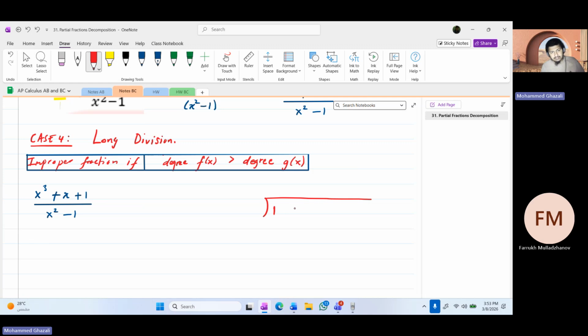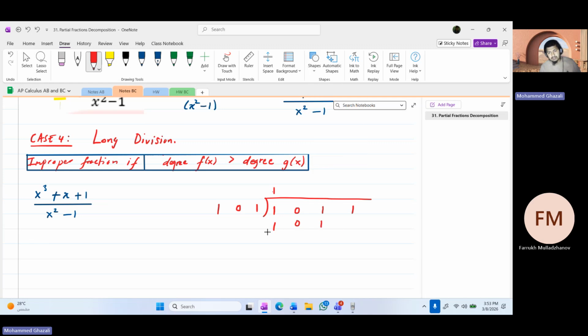You're going to get 1, 0, 1, 1. Okay? And decompose this, the divisor goes outside. It's going to be 1, 0, 1. Okay, Farouk? Okay. Now what do we do? So we divide. 1 can go into 1 time. Now we multiply. 1 times 1 is 1. 1 times 0 is 0. 1 times 1 is 1.